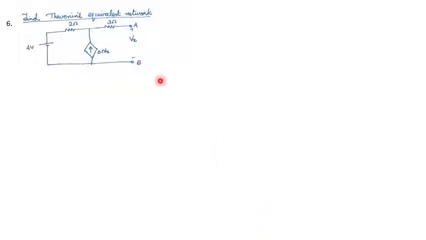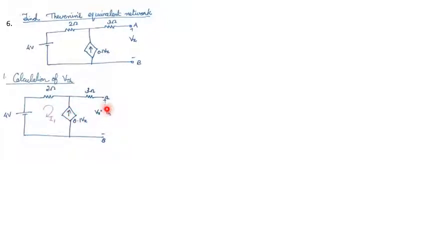Find the Thevenin equivalent network. So first step is calculation of VTH. In order to find out VTH, a loop current I1 is considered like this. And from the circuit, it is clear that Vx and VTH are the same. Vx is given as voltage between A and B. And Thevenin voltage is also the voltage between A and B. So we can write Vx is equal to VTH. And from the circuit we can write I1 is equal to minus 0.1 Vx.